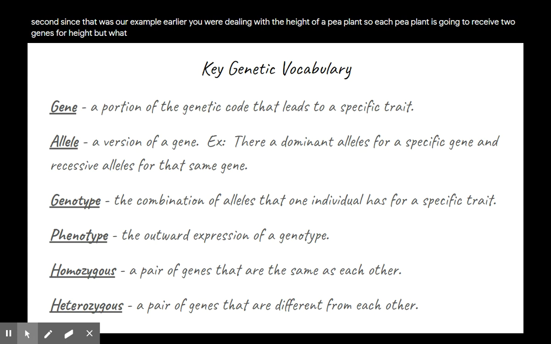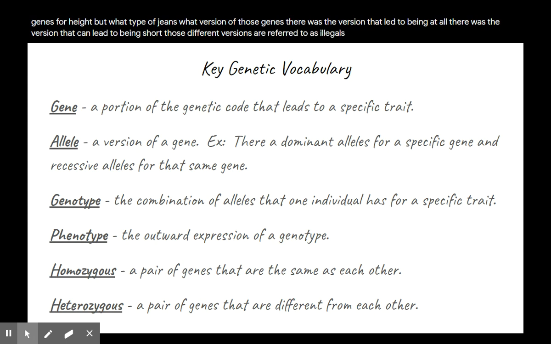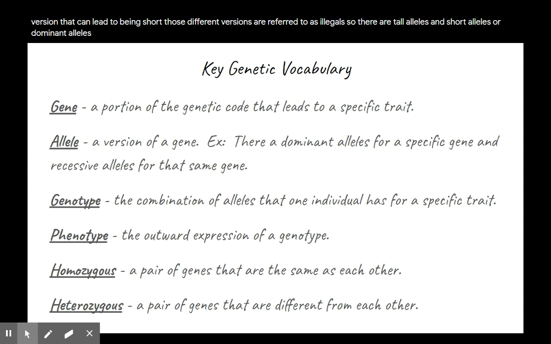But what type of genes? What version of those genes? There was the version that led to being tall. There was the version that could lead to being short. Those different versions are referred to as alleles. So there are tall alleles and short alleles, or dominant alleles and recessive alleles, both for the same gene.